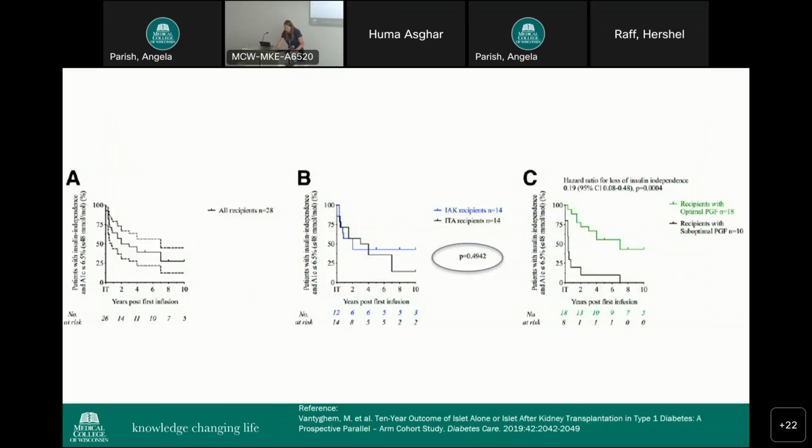Just to highlight a couple more features of this study, Graph A showed that our patients remained off of insulin with an A1C less than 6.5 was 39% at 5 years and 28% at 10 years. These percentages, as indicated by figure B, did not differ between islet cell alone, which is ITA, or islet cell after kidney. Then in graph C, I think it goes without saying, those that had optimal graft function had better insulin independence.